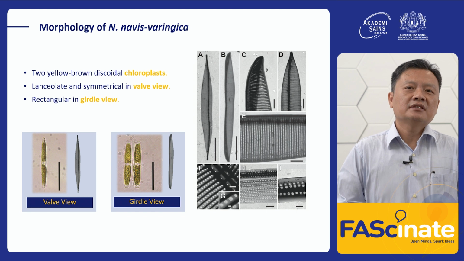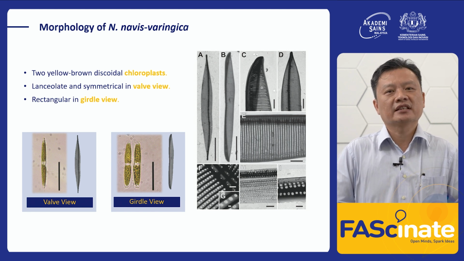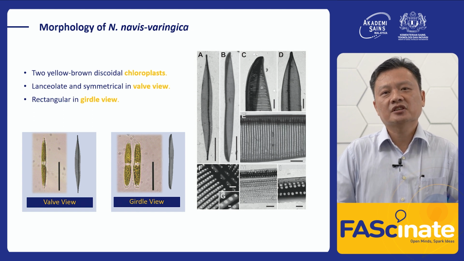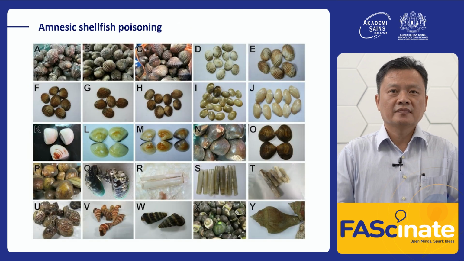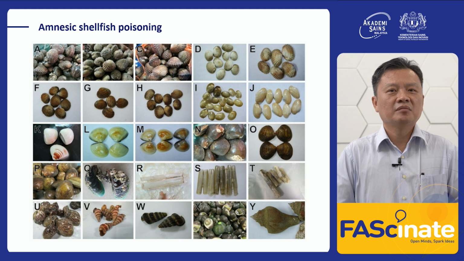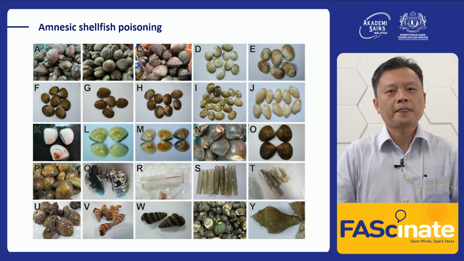We also discover and confirm another toxin producer from our mangrove and coastal ecosystem. This is how they look like under light and transmission electron microscope. Here are the common edible bivalves in Malaysia. Most of these clams and snails were collected from coastal, tidal flat, and mangrove forests.